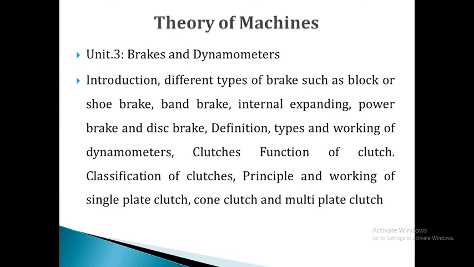In this unit, the other part is clutches. Clutches are used to disconnect the engine shaft from the transmission shafts. Clutches are used in automobiles and other machines and mechanisms. So what are the principle and working of the clutches? Single plate clutch, multi plate clutch, and cone clutch. In this topic we will discuss the working and principle of the clutches, different types of clutches.